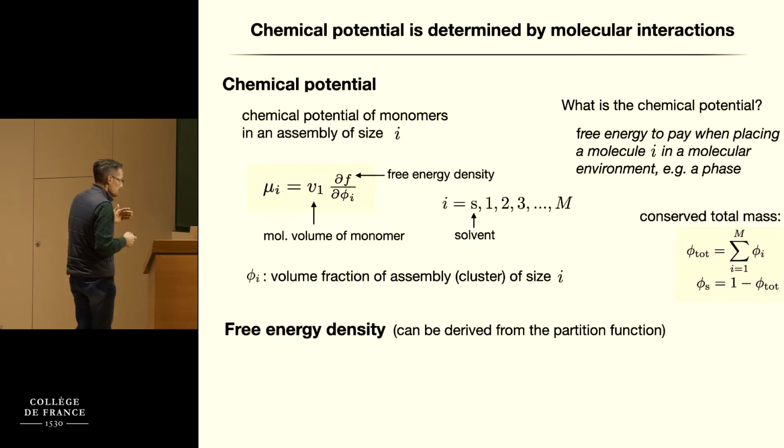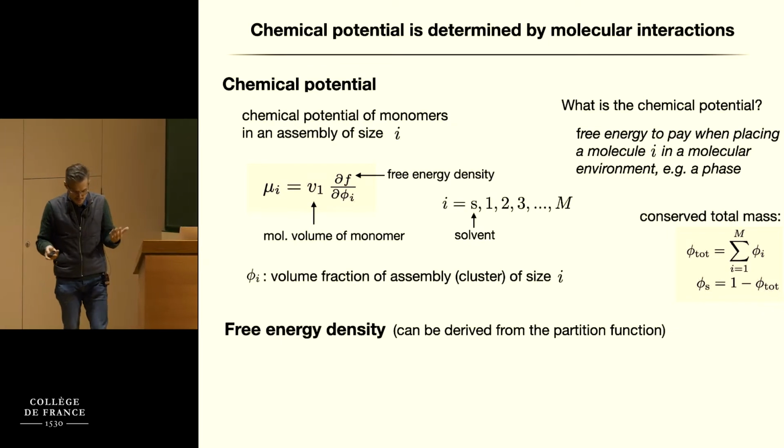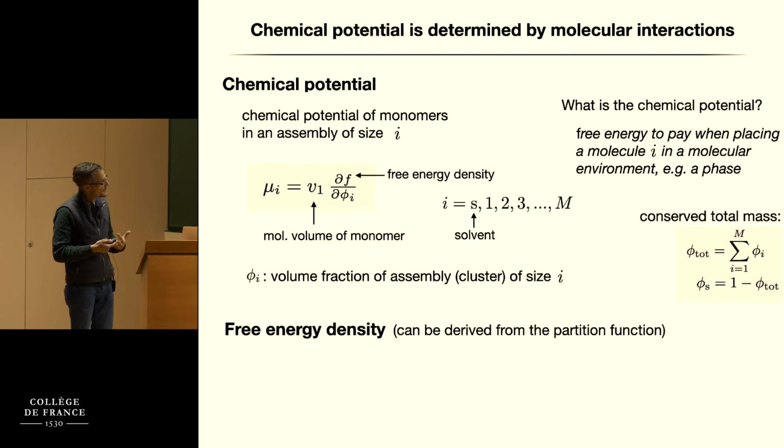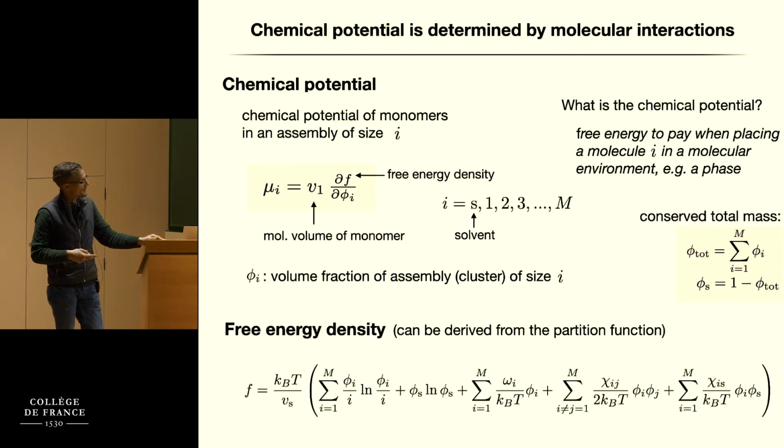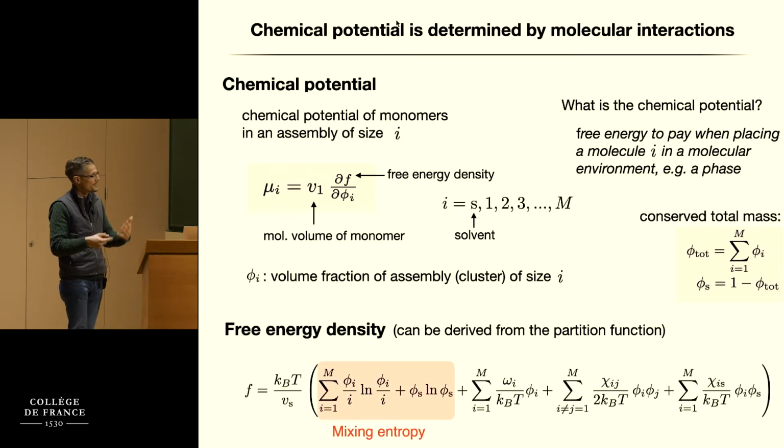What's the free energy? I could, of course, cook up a lot of free energies, but there's a systematic way of doing that. You can derive this coming from the partition function. You can also read this as an expansion in terms of higher order virial coefficients. I just go up to second order. How does it look like? What are the terms of this free energy?